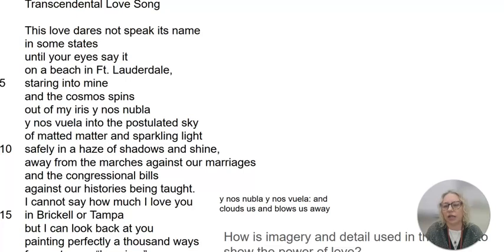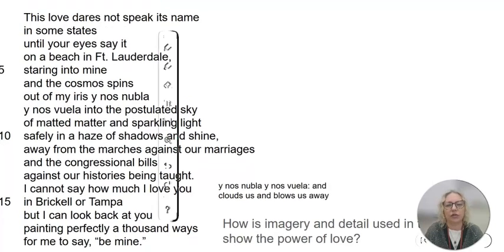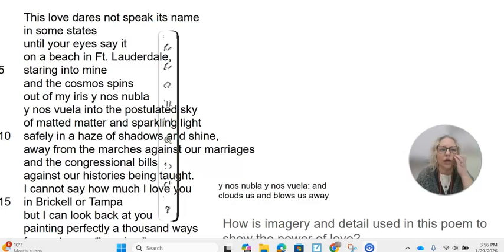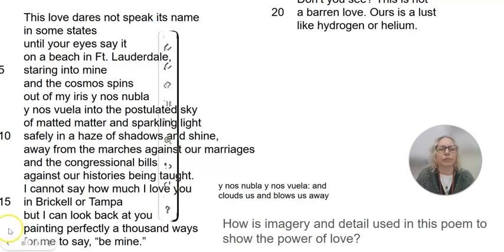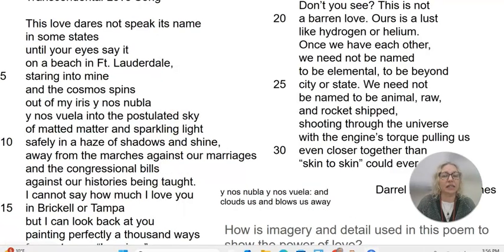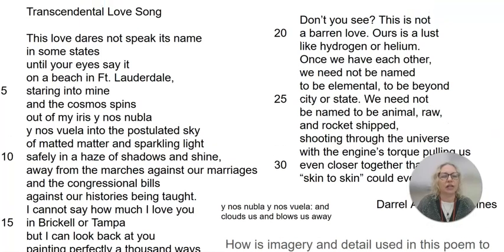Let's see if I can make it a little bit easier for you to read. Okay, so this is in your packet. So take a look in your packet as I read along in case it's hard for you to see this version of it. The title is Transcendental Love Song.